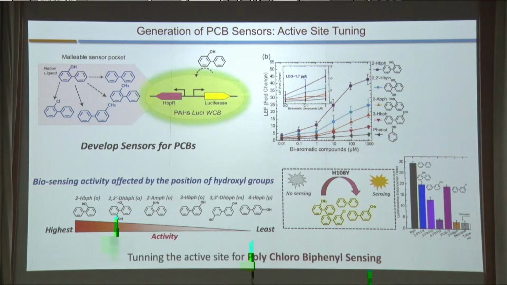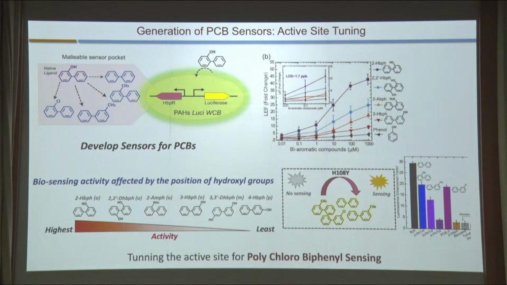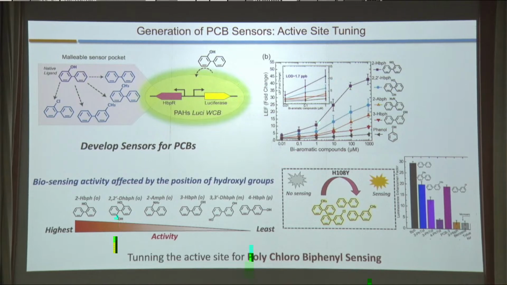But we have till now only looked at this particular problem, and we started with a natural sensor system, which looks like this. It is for hydroxy biphenyl, and we did a lot of tweaking with the sensor, and right now we can do some preliminary things where we can do chlorine and a methyl. We are going towards a PCB type of sensor. So we are evolving it currently.